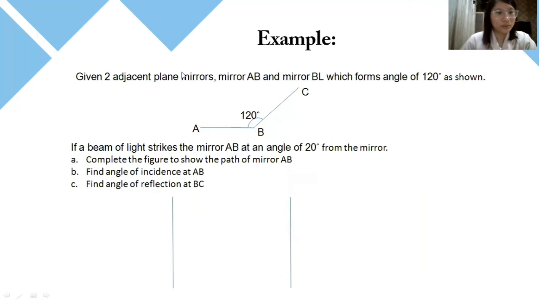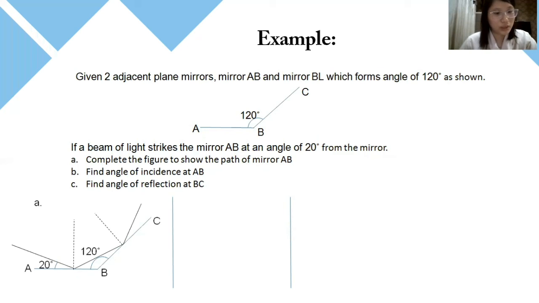Now let's do an example question. In this question for letter A, it asks us to show the path. Since it says that the incident ray strikes mirror AB at 20 degrees from the mirror, it will look like this. And then, of course, the reflected light will bounce again off mirror BC, causing it to reflect again. So it should look like this.